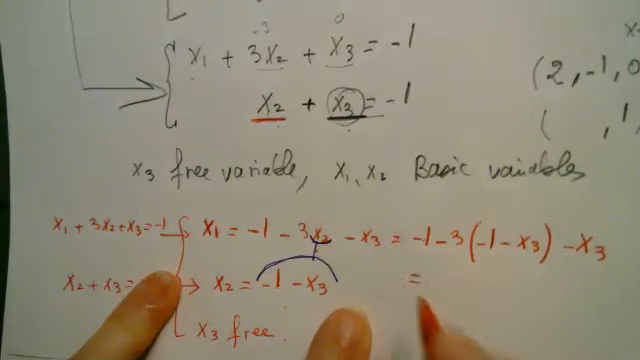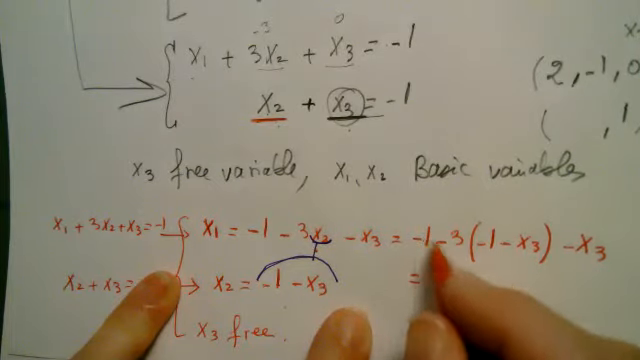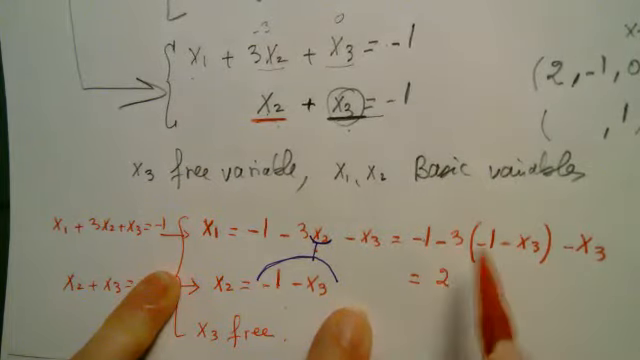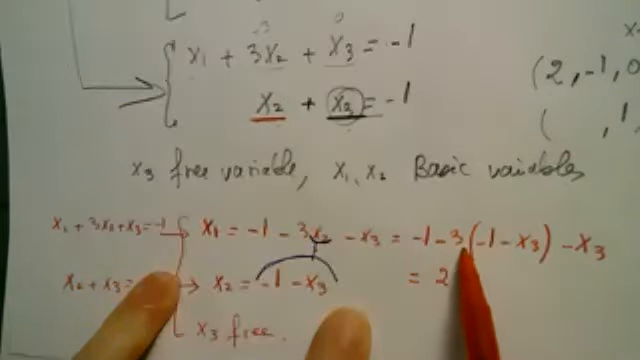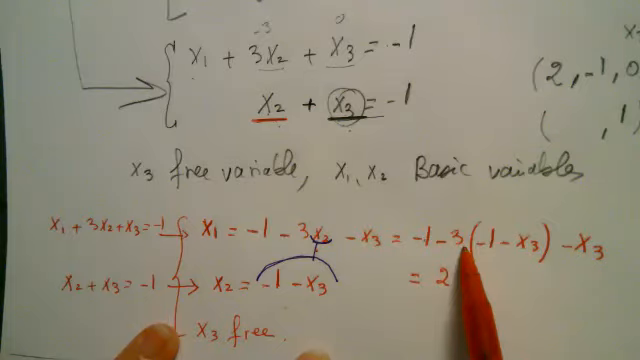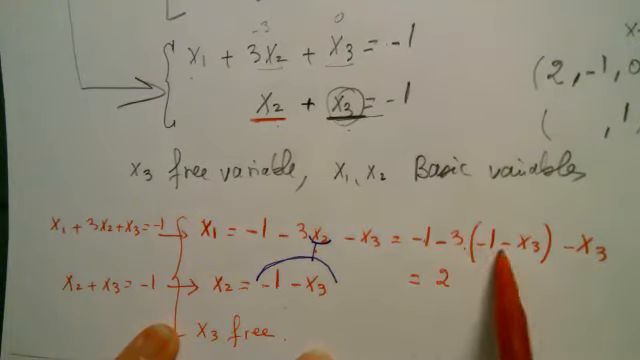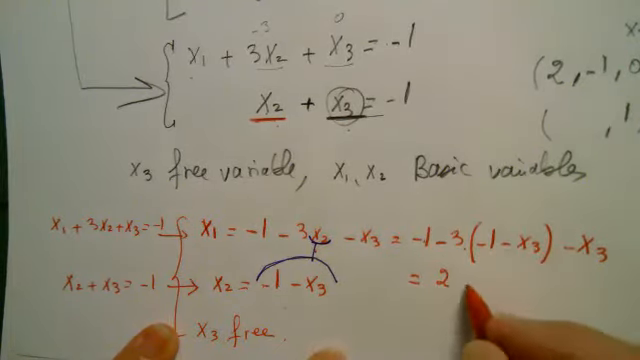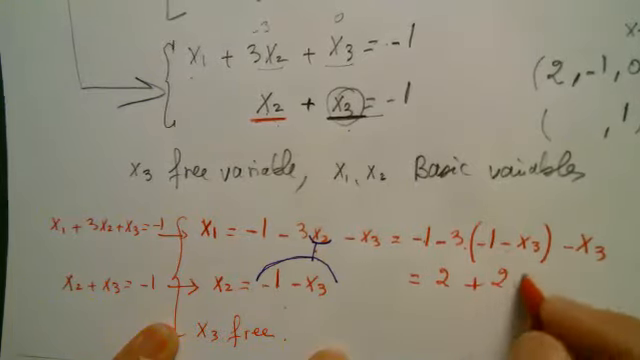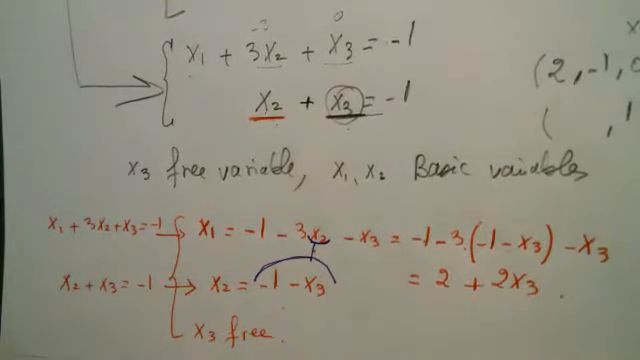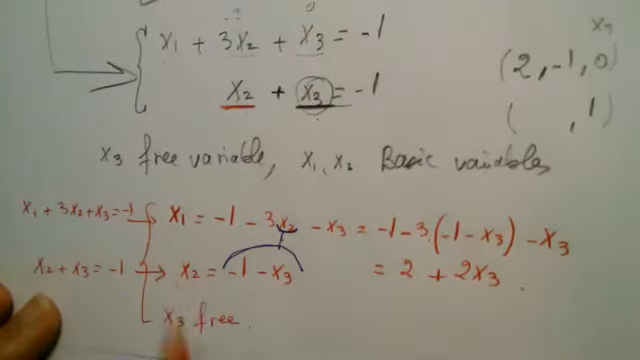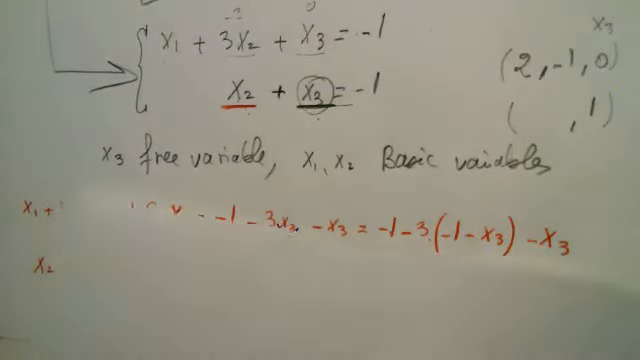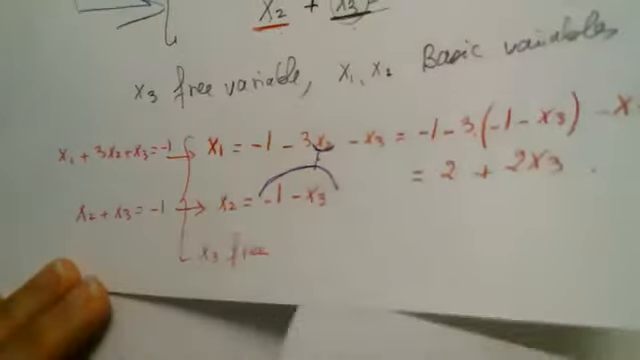And then we do a little bit of math, and I will get -1 minus minus, that's going to give me a 2. And here I will have minus minus plus 3x3 minus x3, plus 2x3. Okay, so that's how we're going to solve the system. So I rewrite the solution. So the solution so far is, and that's how we're going to represent it.